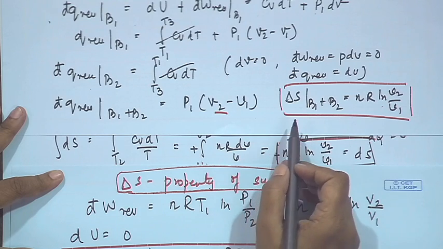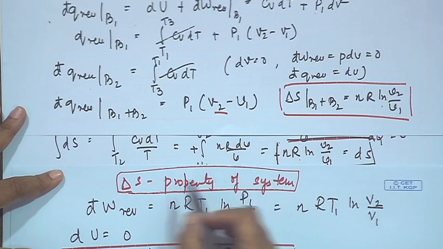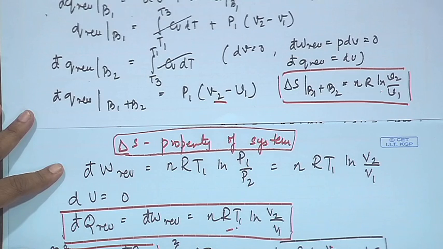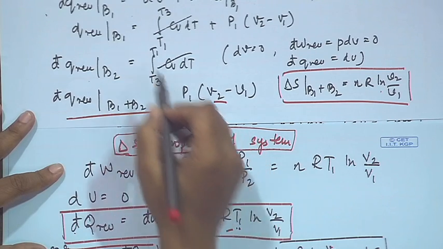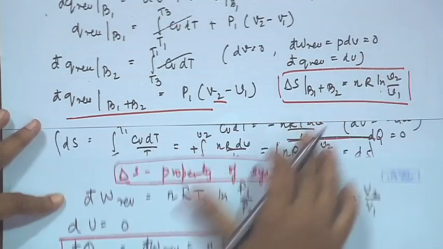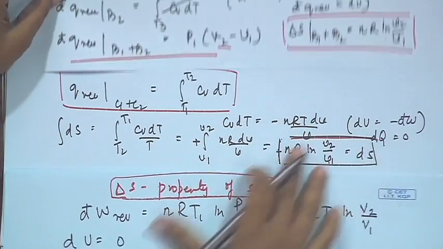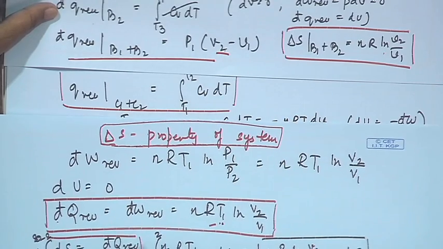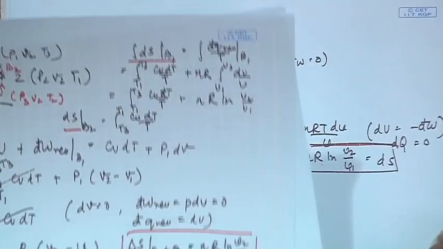On the contrary, we find delta S from this particular formula, but the heat computed for all three cases, this is for case 1, this is for case 2, and this is for case 3, is different. The heat interactions along the three paths are different, although the entropy change is the same for all three.